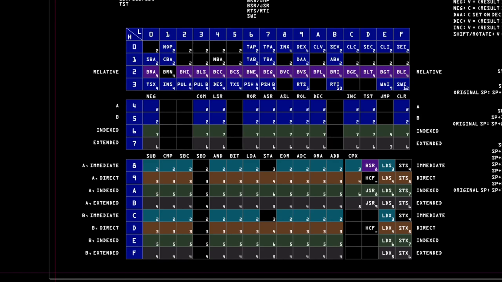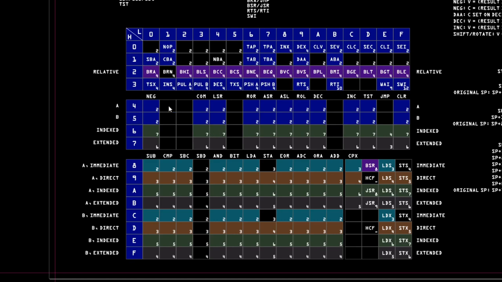This is part of a reference card or poster that I've been working on for the 6800. It basically shows the grid of the opcodes. So for example, 01 is a NOP. What are the other ones that we did? We did jump extended, so that's 7E. You can see here all of the instructions from 00 to FF.